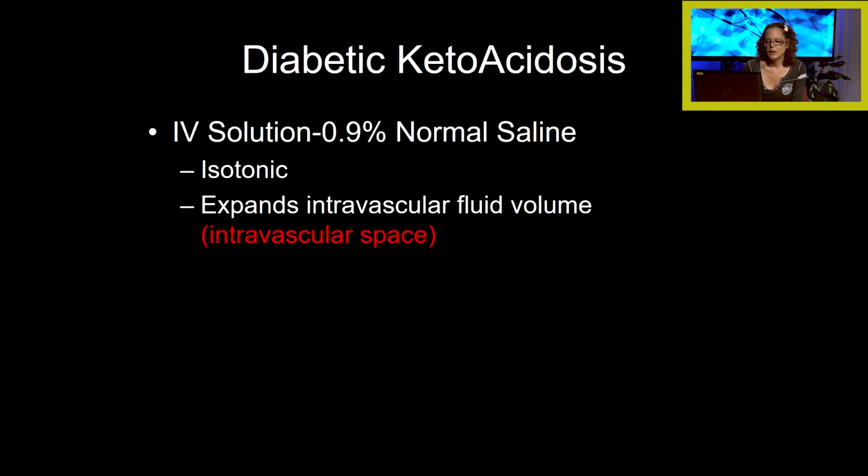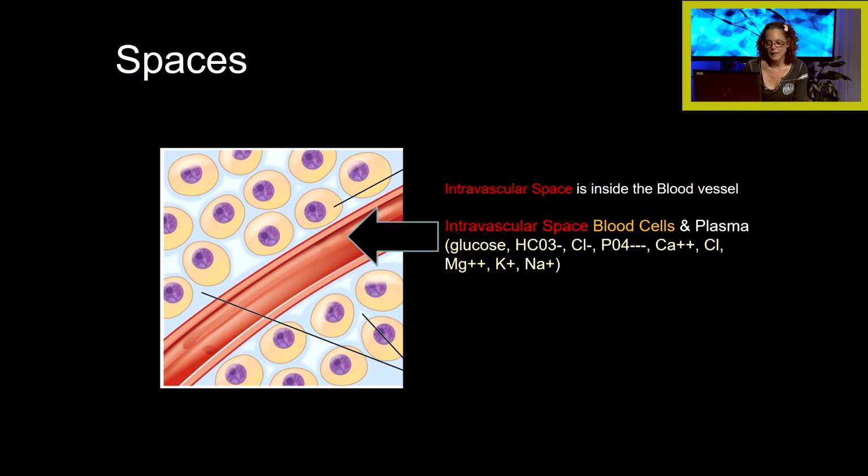So what do we want to do? We want to give them some normal saline. This is isotonic fluid. It's going to expand their intravascular fluid volume. So that's the volume that is inside their intravascular space. What does that actually mean? The intravascular space is inside the blood vessel, okay?